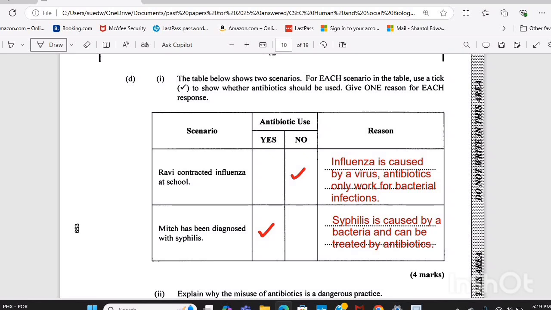Mitch, this is the second scenario, Mitch has been diagnosed with syphilis. Antibiotic use? Yes. Why? Syphilis is caused by a bacteria and can be treated by antibiotics.